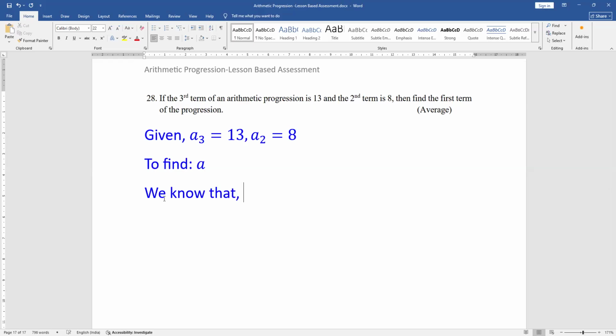We know that D equals, what is D equals to? A3 minus A2. Correct? D is about common difference. So third term minus second term. So third term is still 13 there. A2, that is second term, is 8. 13 minus 8 will give you 5.